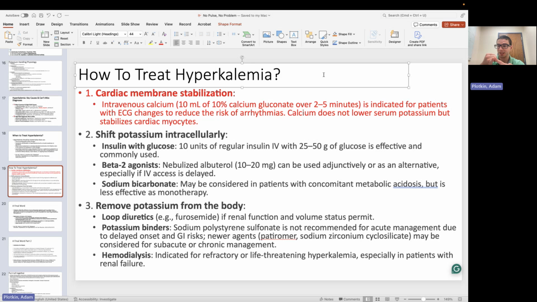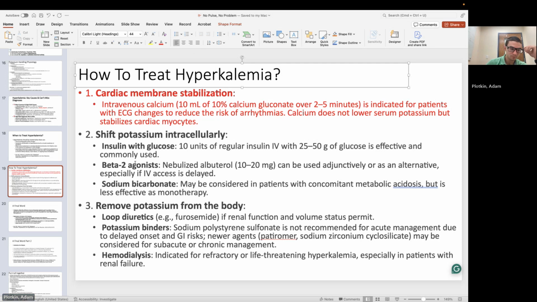We're going to do cardiac membrane stabilization with either IV calcium gluconate or calcium chloride. That's always the right answer on your exams. If they haven't done anything to the patient and they say, what's the next best immediate step? Okay. Then we're going to shift the potassium intracellularly. Usually our go-to agent is going to be insulin with glucose. Okay. We could potentially use beta 2 agonists. We could potentially use sodium bicarb, but insulin with glucose is by far the best option. Then we're going to remove the potassium from the body. This can be with loop diuretics, potassium binders, or hemodialysis, or a combination of them.